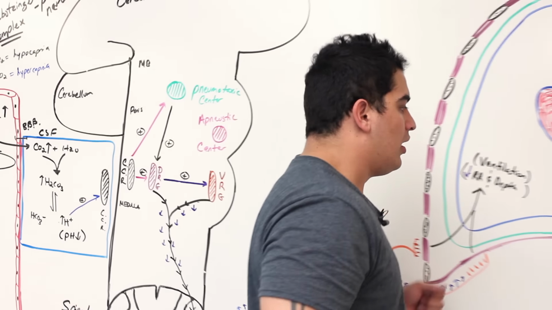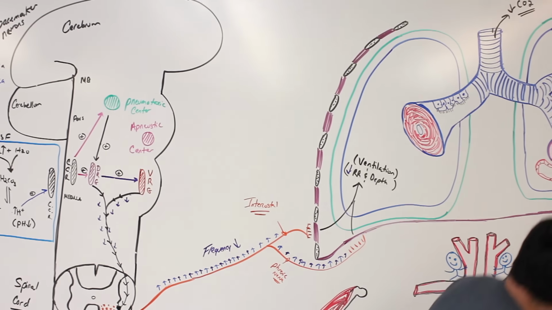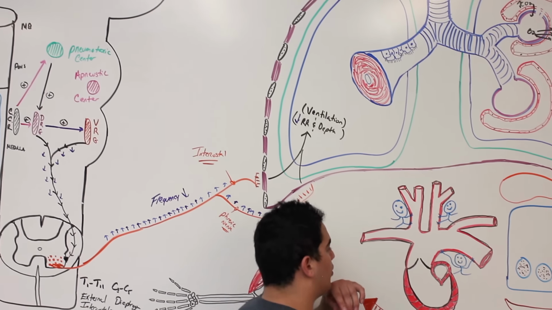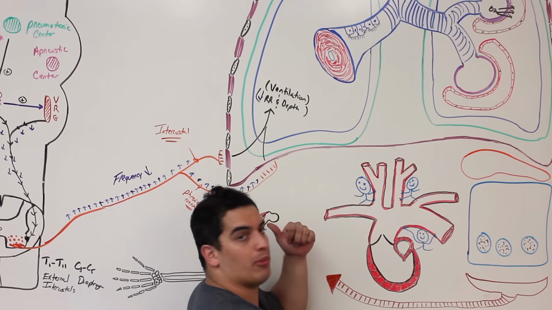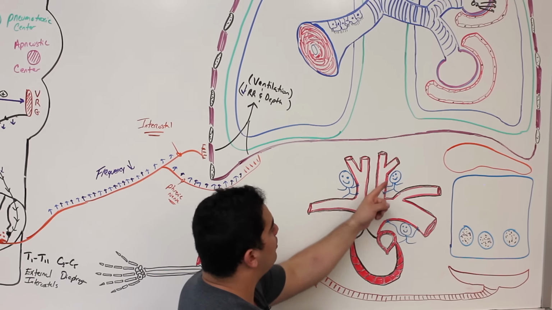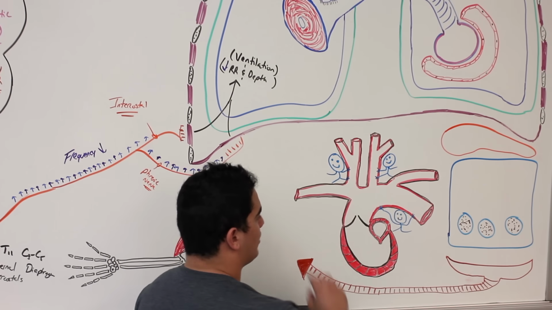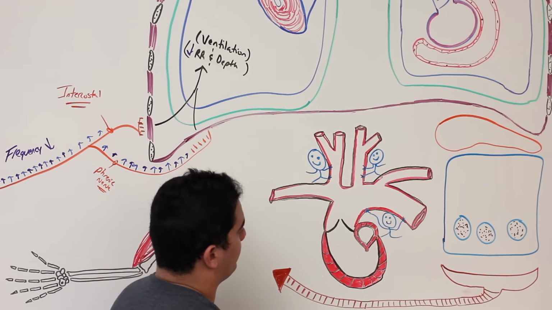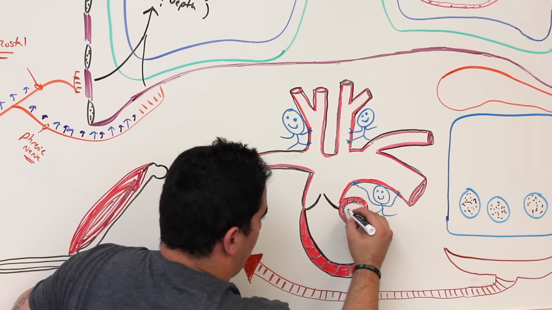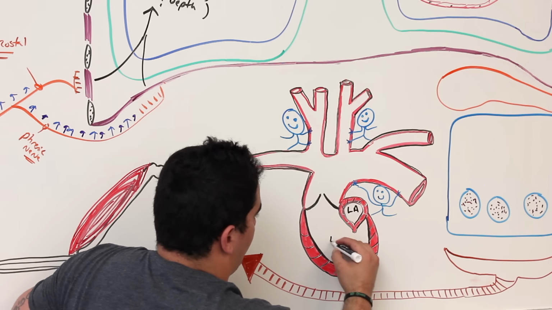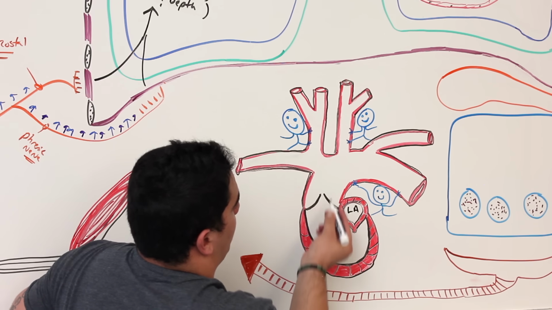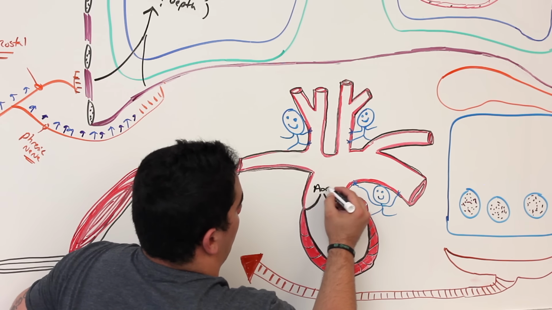Very similar, but they're responding to pH in a different way. Okay, so those were the central chemoreceptors. You see these little blue dudes here? They're right around, well, first off, let's look at our anatomy here real quick. So this right here is going to be the left atrium. This is the left ventricle. Then coming up out of here is going to be your aorta.